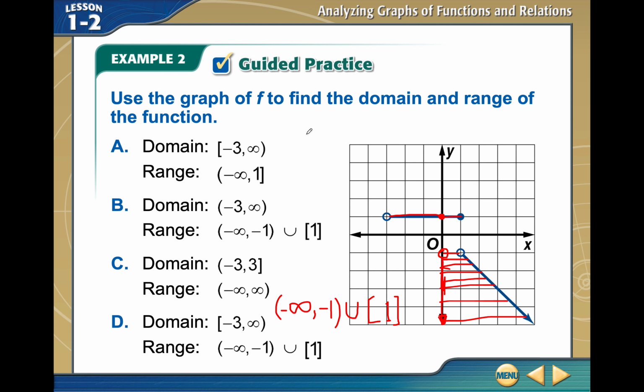And my domain, I said, is from -3 until positive infinity. Okay, so that's my domain. So as you see, it's letter B as an answer. Domain -3 to infinity, and range -infinity to -1 union 1. Hope this helps, and have a nice day.